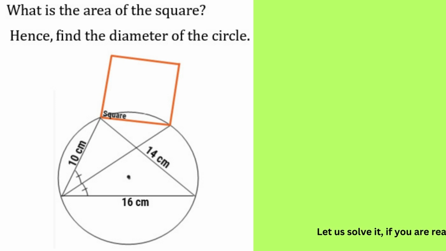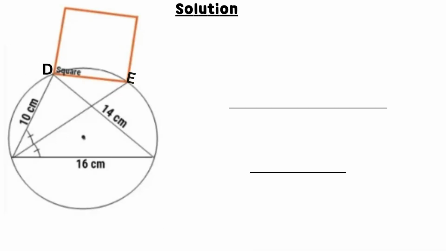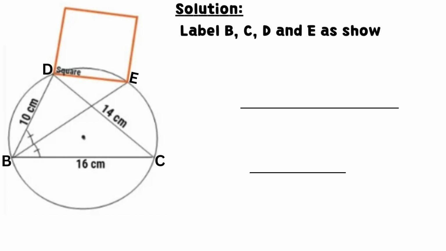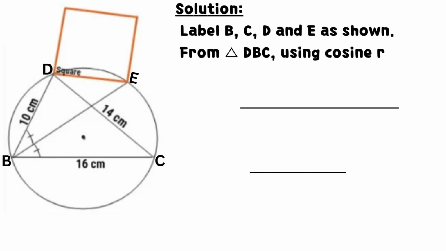Consider the given figure. What is the area of the square? Hence, find the diameter of the circle. Label B, C, D and E as shown.